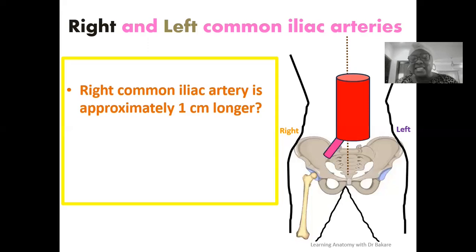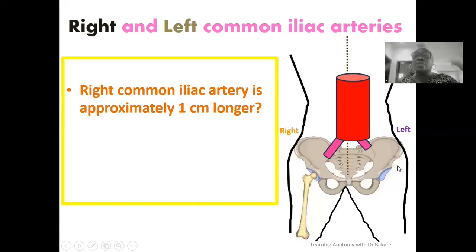in terms of their length. So this is the right common iliac artery, and this is the left common iliac artery. You see that the right common iliac artery is approximately 1 centimeter longer than the left common iliac artery, and this is understandable. If you look at the abdominal aorta, it is already tilted towards the left, and if you see how the left common iliac artery emerges, it is shorter in terms of length, so as not to go out of space, because if it is longer around this space, it is going to be extending out of the pelvic region.